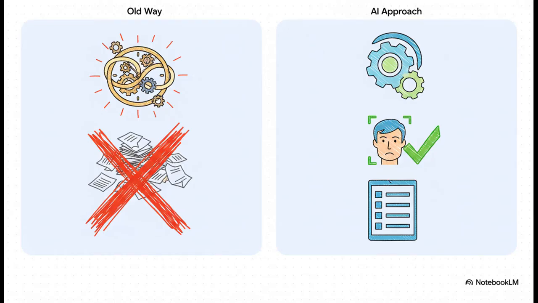And here's the difference in a nutshell. On one hand, you've got the old way. It's slow, it's super easy to make mistakes, and it's just plain inefficient. But with AI, it's instant. It's accurate, and the whole thing is completely automated. That's the massive leap in efficiency we're talking about.